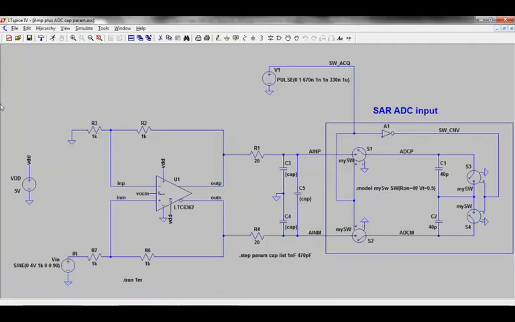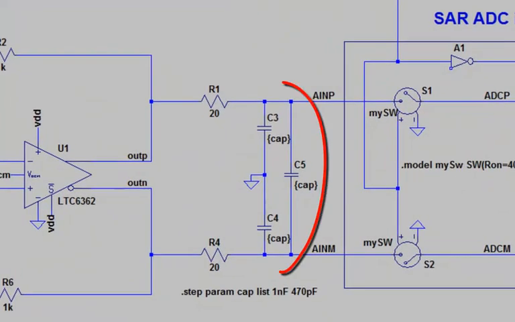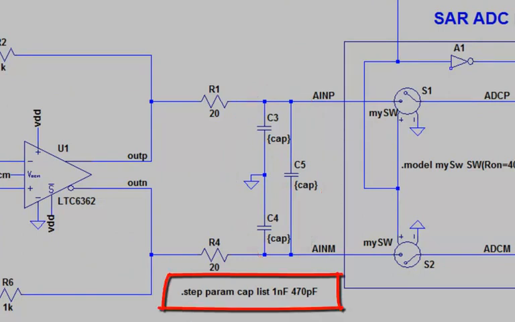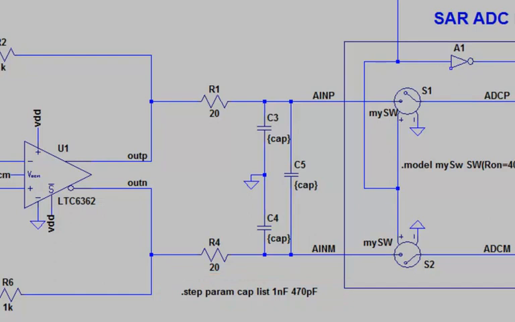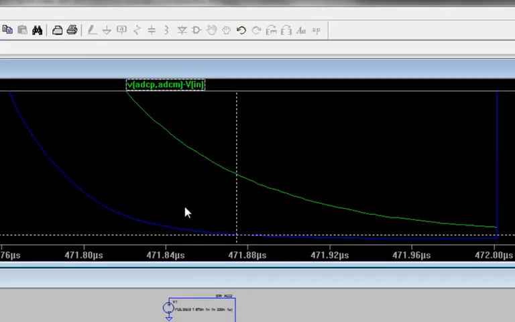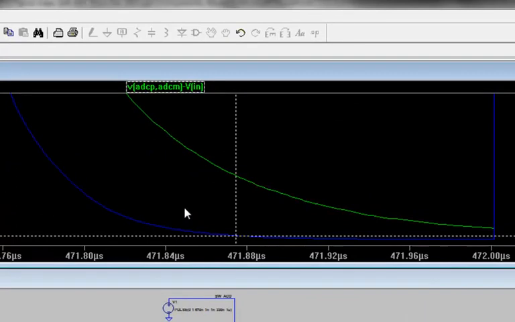So if, for example, I reduce these capacitors from 1 nanofarad to 470 picofarad, which I do here using the step param command so that I can do a side-by-side comparison, then I see that with the smaller capacitor value, which is the blue curve here, the curve settles faster, as expected.